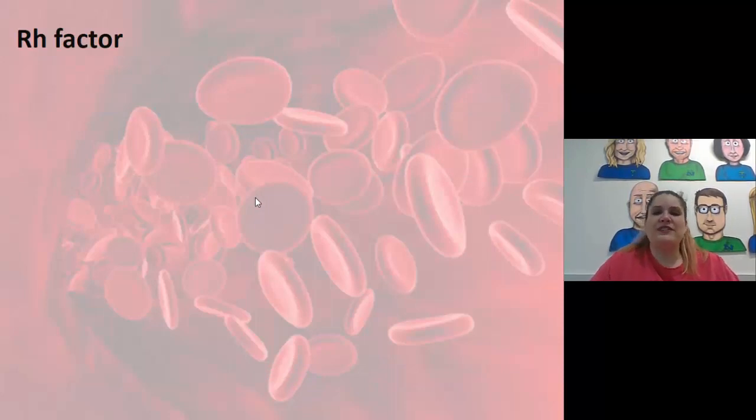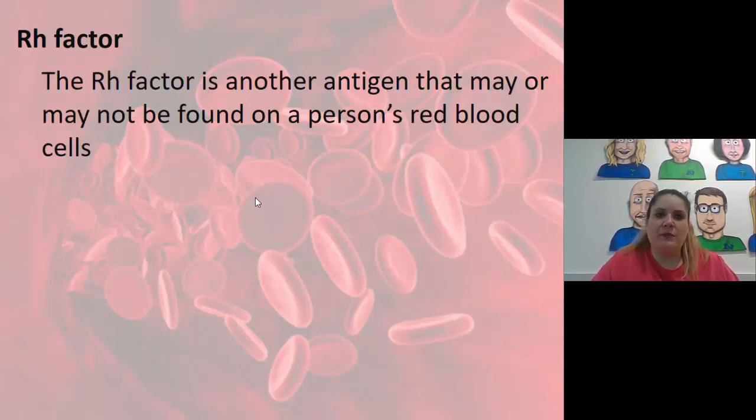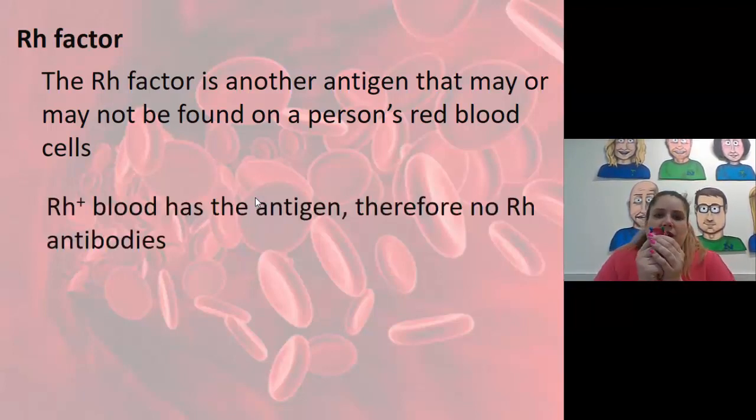So RH factor. This is that positive or negative thing that people talk about. RH factor is just a different antigen that may or may not be found on a person's blood cells. It's a whole other protein that's either there or it isn't there. So that's this blue dude. This would be a type A positive blood cell, okay?